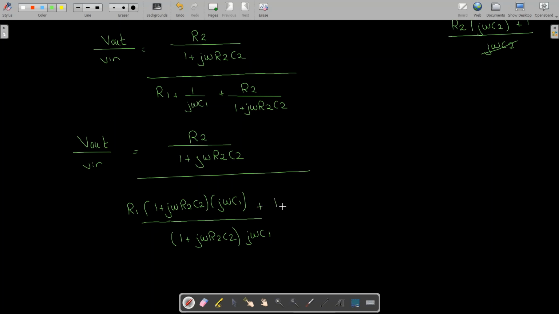So we have 1 plus j omega R2 C2, this part, fine, because we have j omega C1 already present, so we need to multiply this with 1. So when we multiply this with 1, we get the same thing, which is this thing. So the second part is done. Now for the R2, R2 has 1 plus j omega R2 C2. R2 needs to be just multiplied by this term, fine, because LCM is this. So we are going to have R2 j omega C1, fine, and this is your expression.